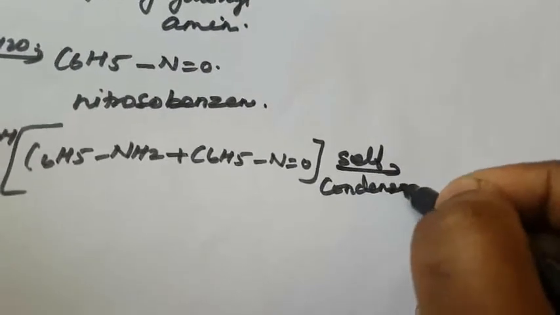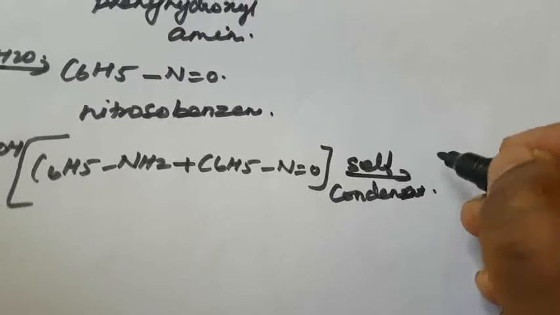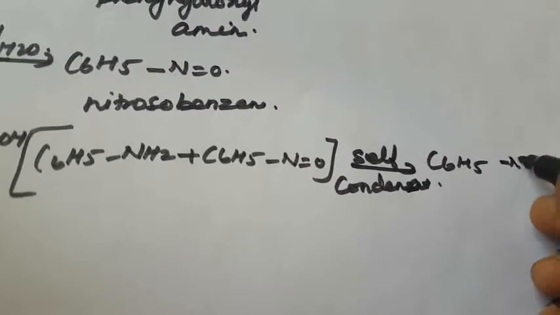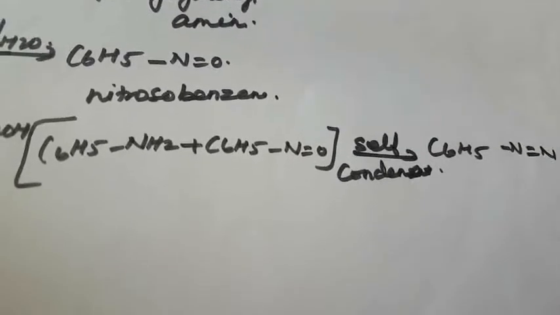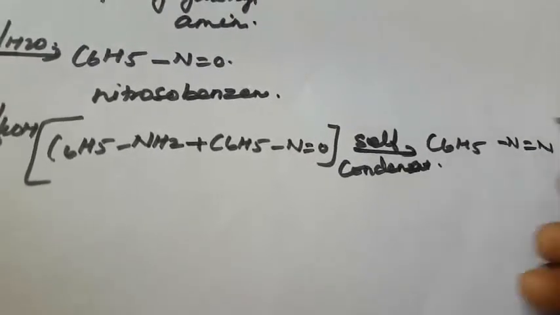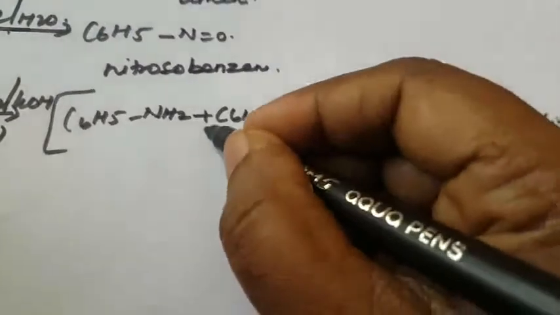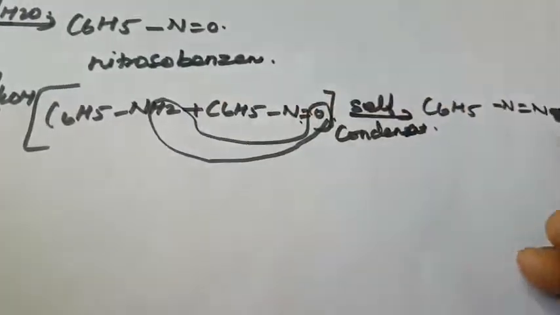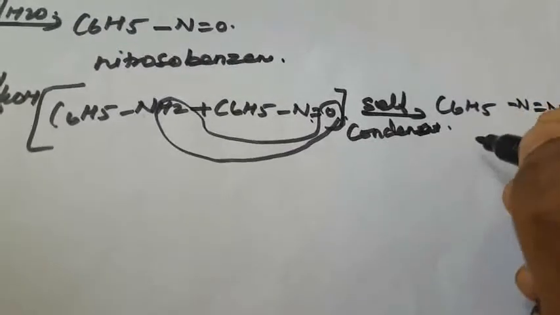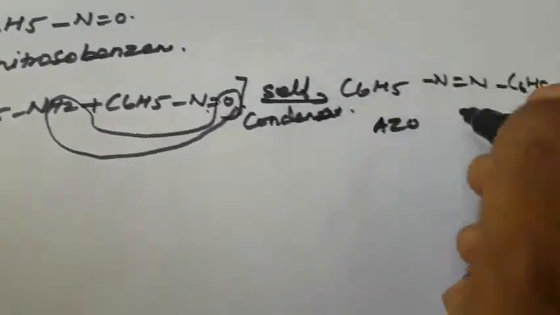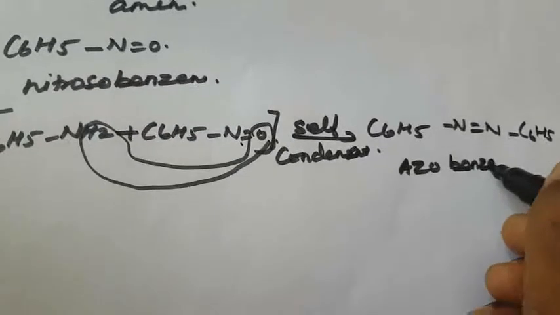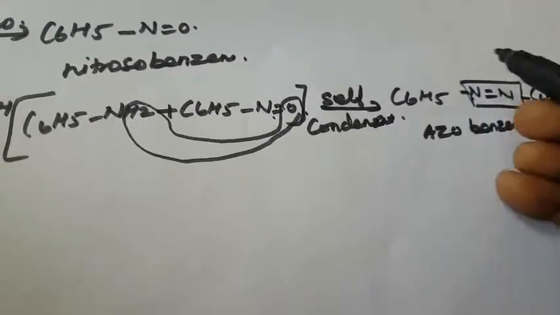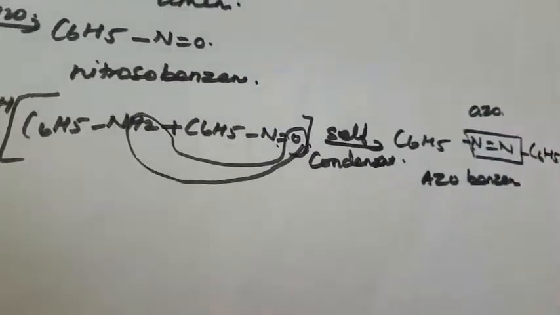The two combine together, and what do we get? Azobenzene, C6H5N double bond N C6H5. Okay, from this one H2O goes out. So that is N double bond N C6H5. What is this compound name? Azobenzene. What is azobenzene? This is the azo bond, 2 nitrogens, that is azo.